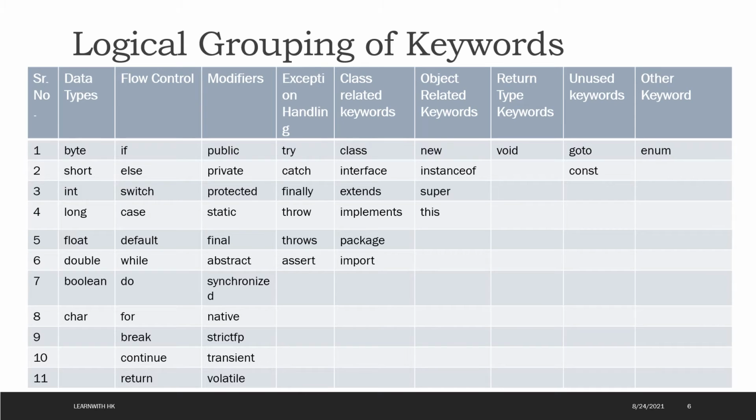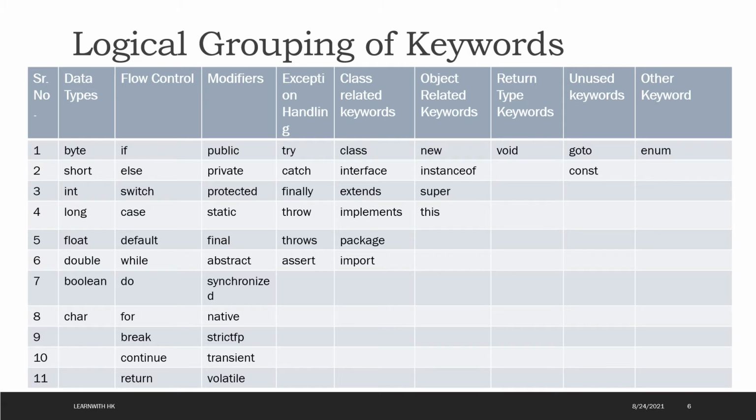And there are also some reserved keywords for exception handling. We all know that in Java we do exception handling with the help of these keywords: try, catch, finally, throw, throws, and assert.